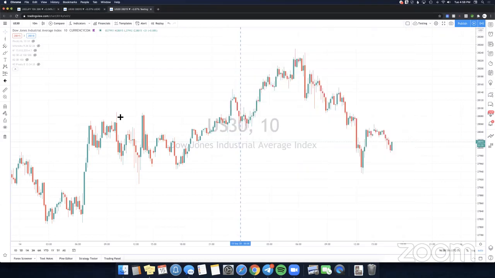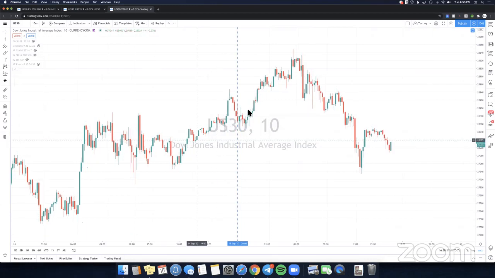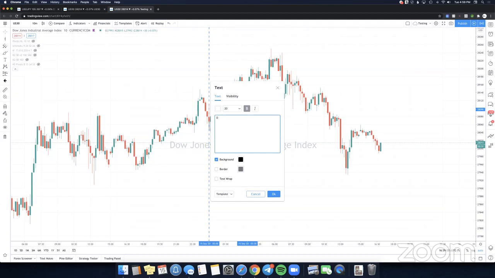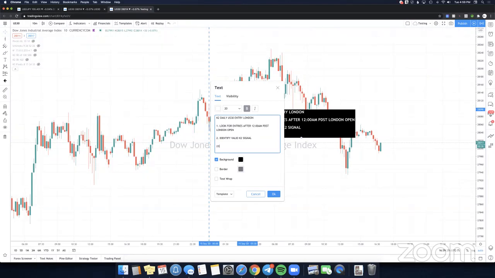Same exact strategy, basically. I'll just type it up again just so you guys can see. This is the K² daily US 30 entry London. Look for entries after 12 a.m., daylight savings time, London Open. Identify a valid K² signal, enter on the open.